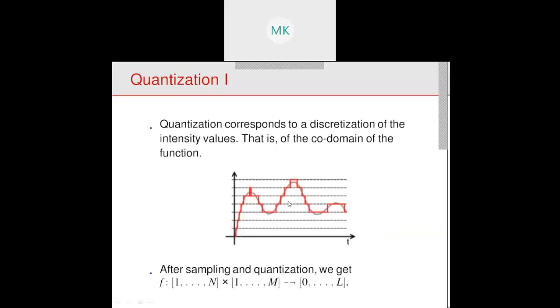So this is how quantization looks. Quantization corresponds to discretization of the intensity values, and the intensity values are nothing but amplitude values. So this is considered with respect to the codomain of the function. After sampling and quantization, we'll get f as a function from 1 to n cross 1 to m mapped onto 0 to L. So this is the result after performing the sampling and quantization.